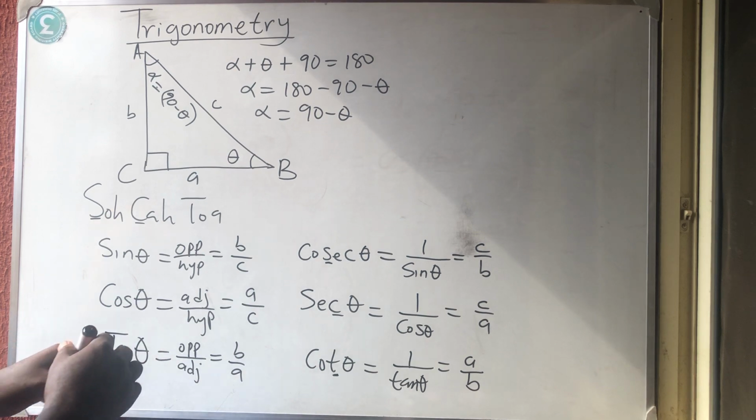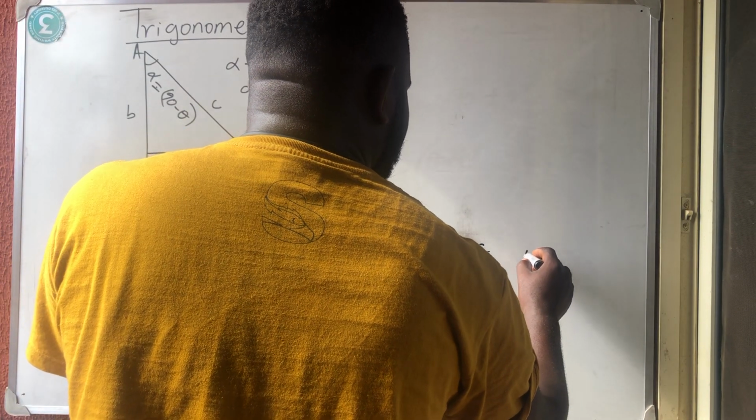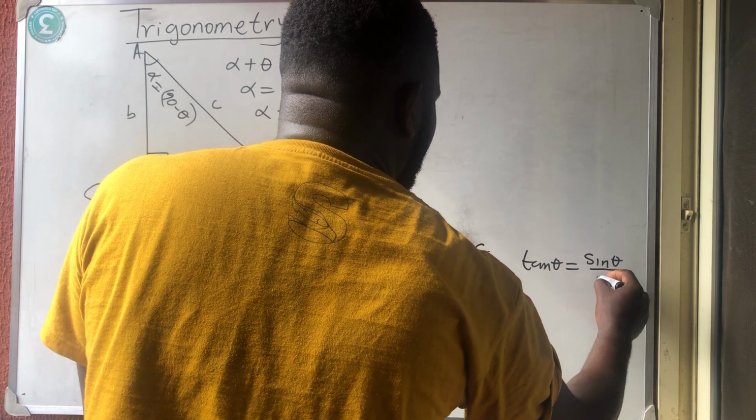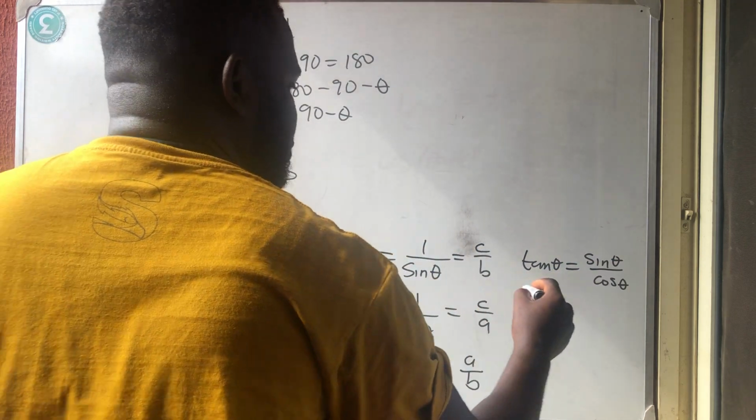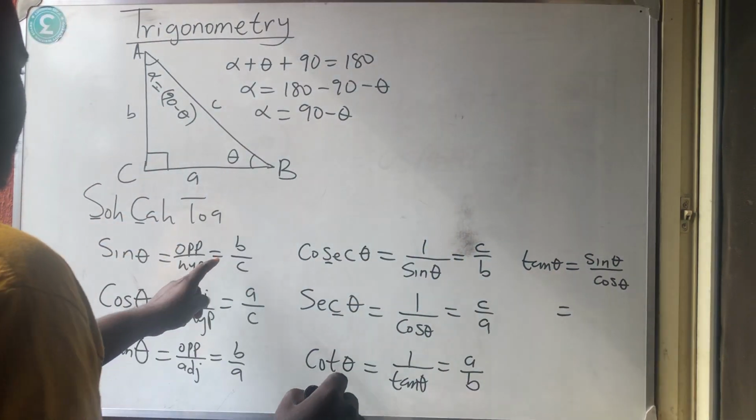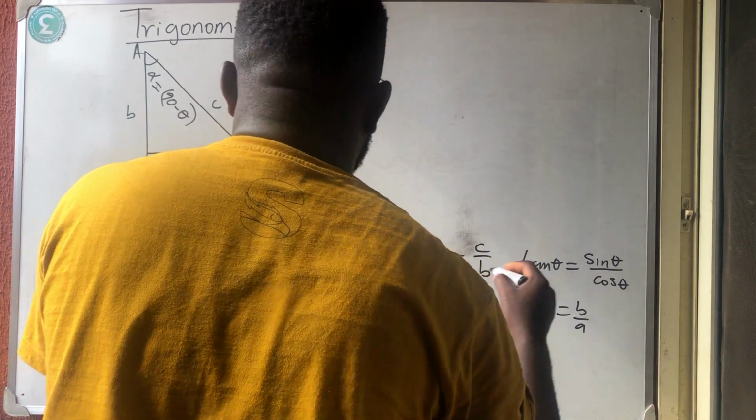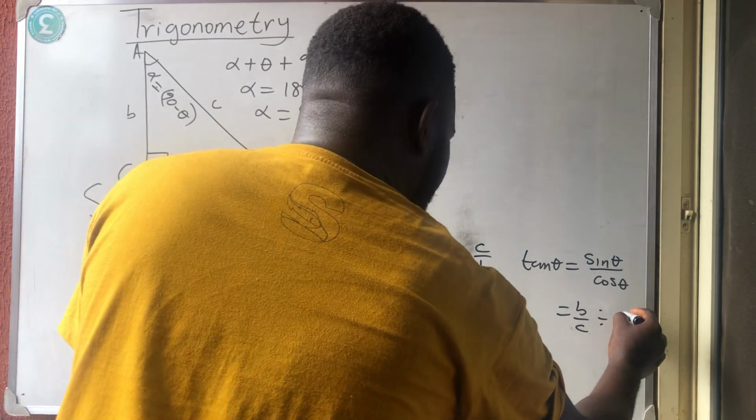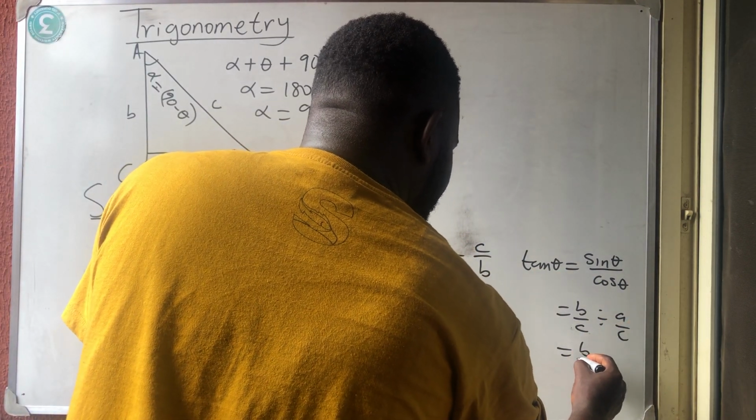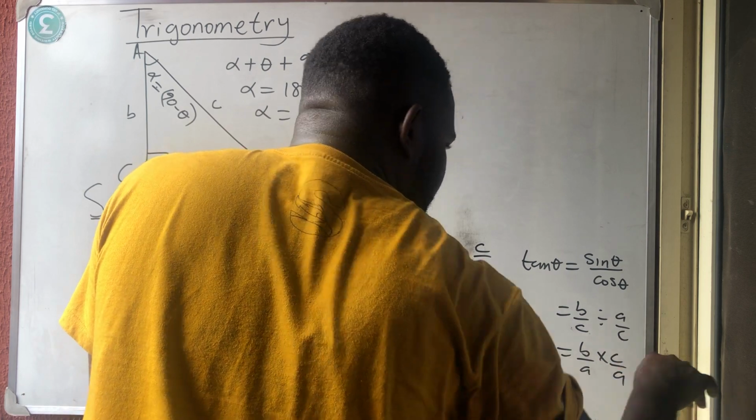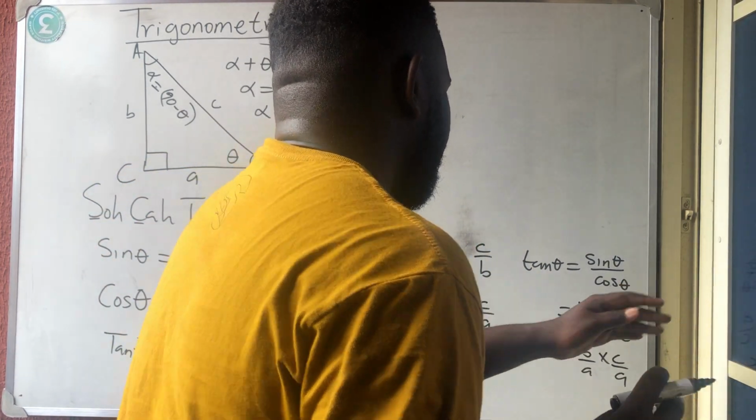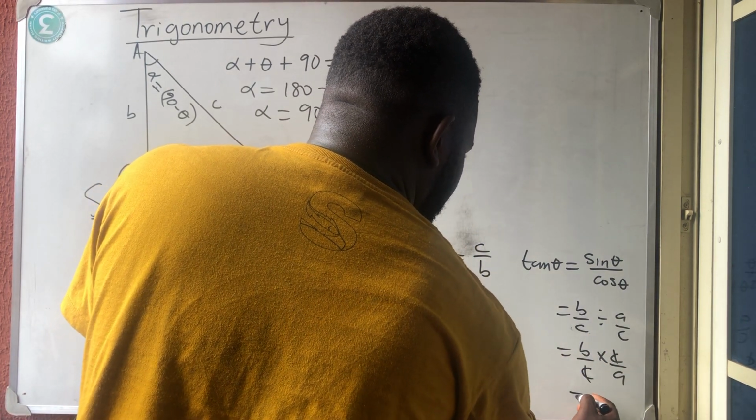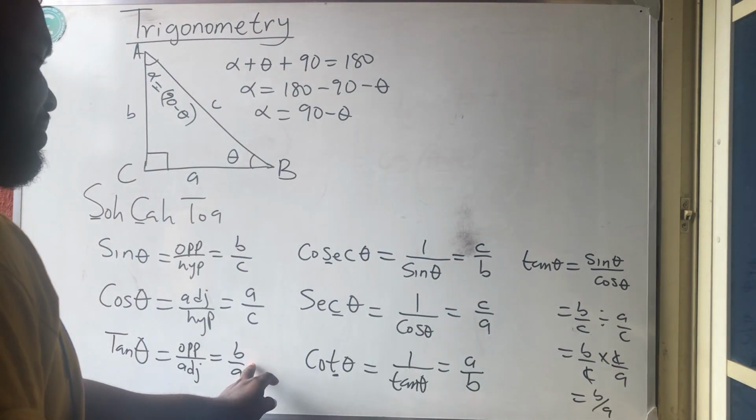Now another thing you need to know is that tan theta is the same thing as saying sin theta over cos theta. Okay, let's check if it's correct. Sin theta, we got it as what? B over C. Divided by cos theta, we got it as A over C. So if I change divide to times, I'm having B over C times C over what? Over A. So what am I having? C cancels C, I'm getting what? B over A. And you see that B over A is the same thing we got here.